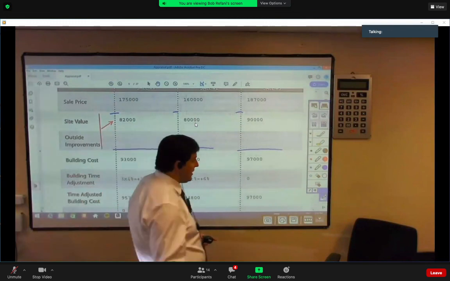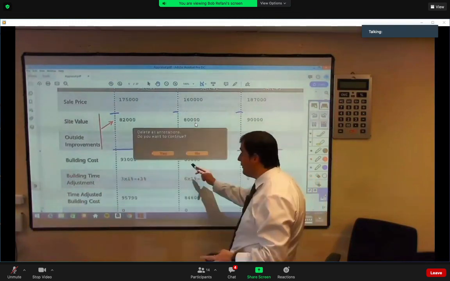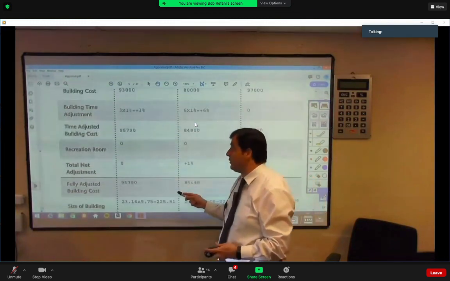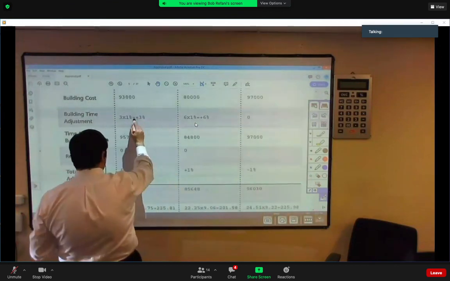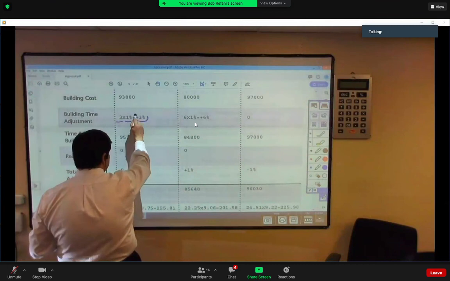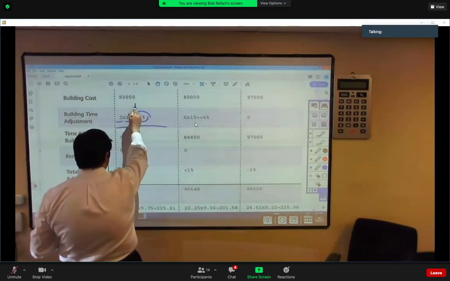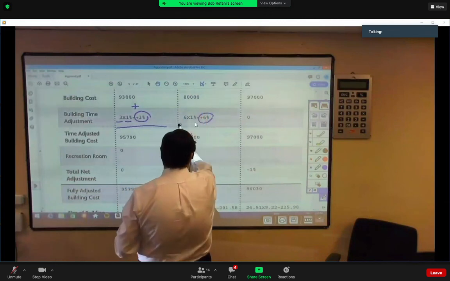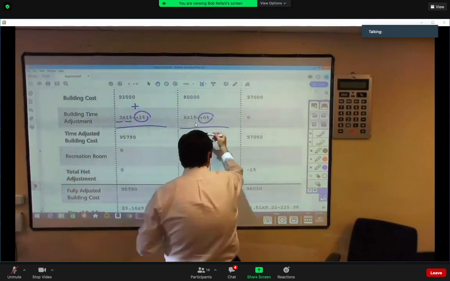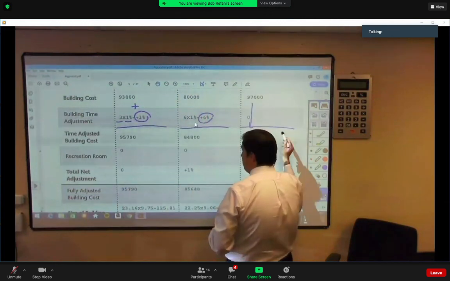But whatever happened to the building matters. Let's say they say building material increased 1%, and this one was 3 months ago. So 3 multiplied by 1% is 3%. So this plus 3% is going to give you this. This one, 6% plus 6% is going to give you this. And this one sold last week, so there's no adjustment for that.